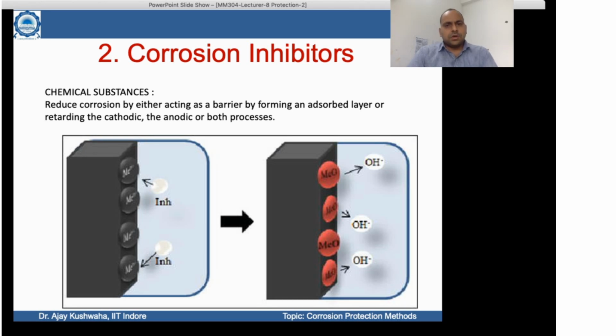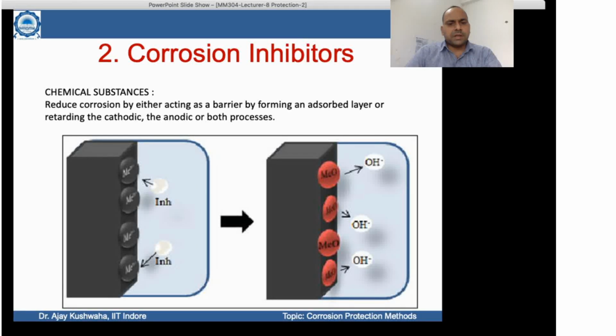The second method is corrosion inhibitors. Basically, inhibitors means those substances or chemicals which reduce the corrosion process. So if by any means we add some chemical, some component or substance, and by adding that we can reduce the anodic or cathodic reaction, then we can say they are working as inhibitors. So chemical substances reduce corrosion by either acting as a barrier by forming an adsorbed layer, or retarding the cathodic or anodic or both processes. So either they are creating a barrier or they are basically slowing down or reducing the rate of anodic and cathodic reactions, or maybe both.